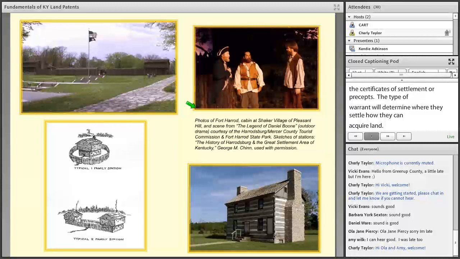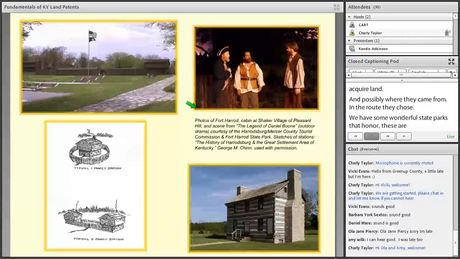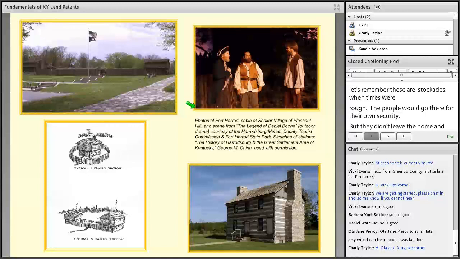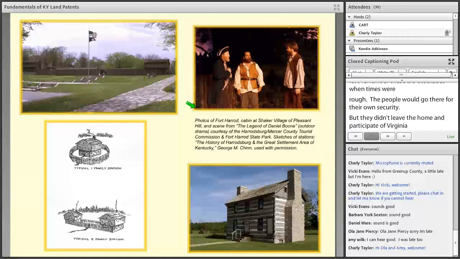We have some wonderful state parks that honor Fort Boonesboro, Fort Harrod, other, and St. Asaph, Logan's Fort. These are wonderful places to visit. We encourage you to do so. But let's remember, these are stockades when times were rough. The people would go there for their own security. But they didn't leave the home and hearth of Virginia or Maryland to reside within the confines of a fort. They came here for land.